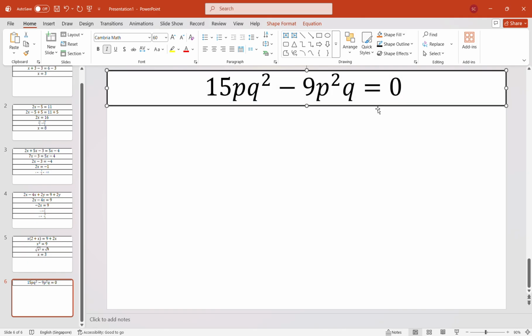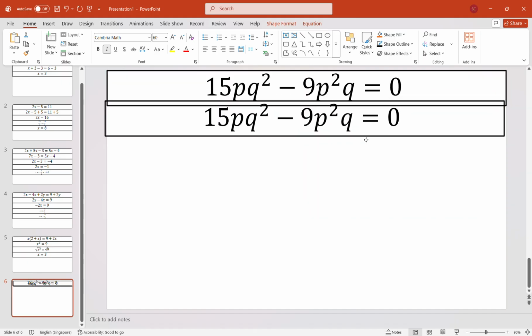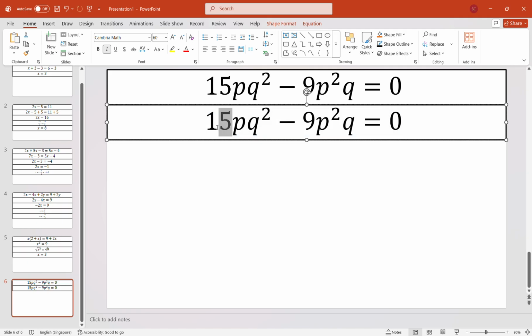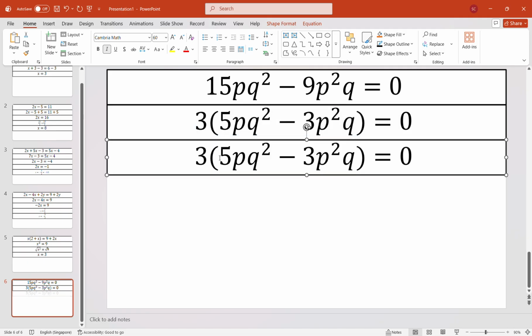Now, I know this is challenging. Factorization is kind of a big word, but essentially it's like expansion or the distributive property, but the other way around. So we have to find the common factor. First, we see that 15 and 9 share a common factor of 3. So we express that as 3 times 5pq squared minus 3p squared q is equal to 0.